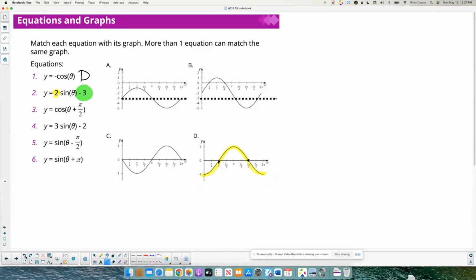You could also take a look at your amplitude here. My amplitude is 2 from here to here. That is 2. So is that. So this is definitely A.